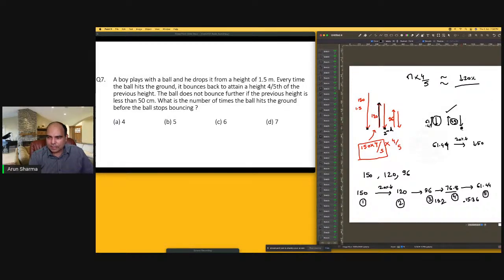So I've got a sixth instance. A lot of people made the mistake of saying only 5 instances. The question is asking what is the number of times the ball hits the ground before the ball stops bouncing. So this was the sixth hit, the sixth fall on the ground, not the fifth one. So the correct answer in this question is C.